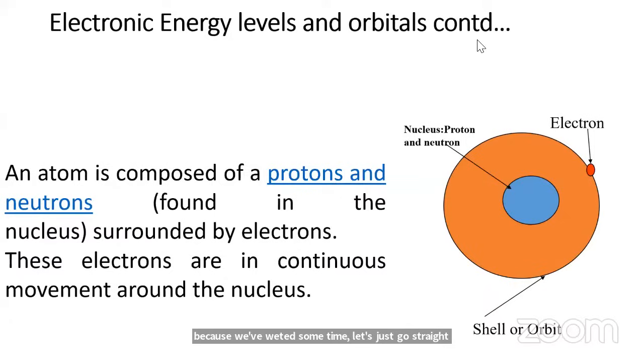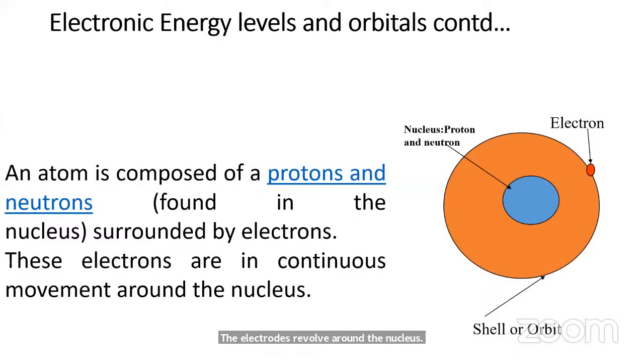Now, we already know from our elementary chemistry that an atom is composed of protons and neutrons, and these protons and neutrons are found in the nucleus. Also, the nucleus is surrounded by electrons. And so what describes an atom is the proton, the neutron, and the electrons. While the protons and the neutrons reside in the nucleus and are immobile, that means that they do not move, the electrons revolve around the nucleus.